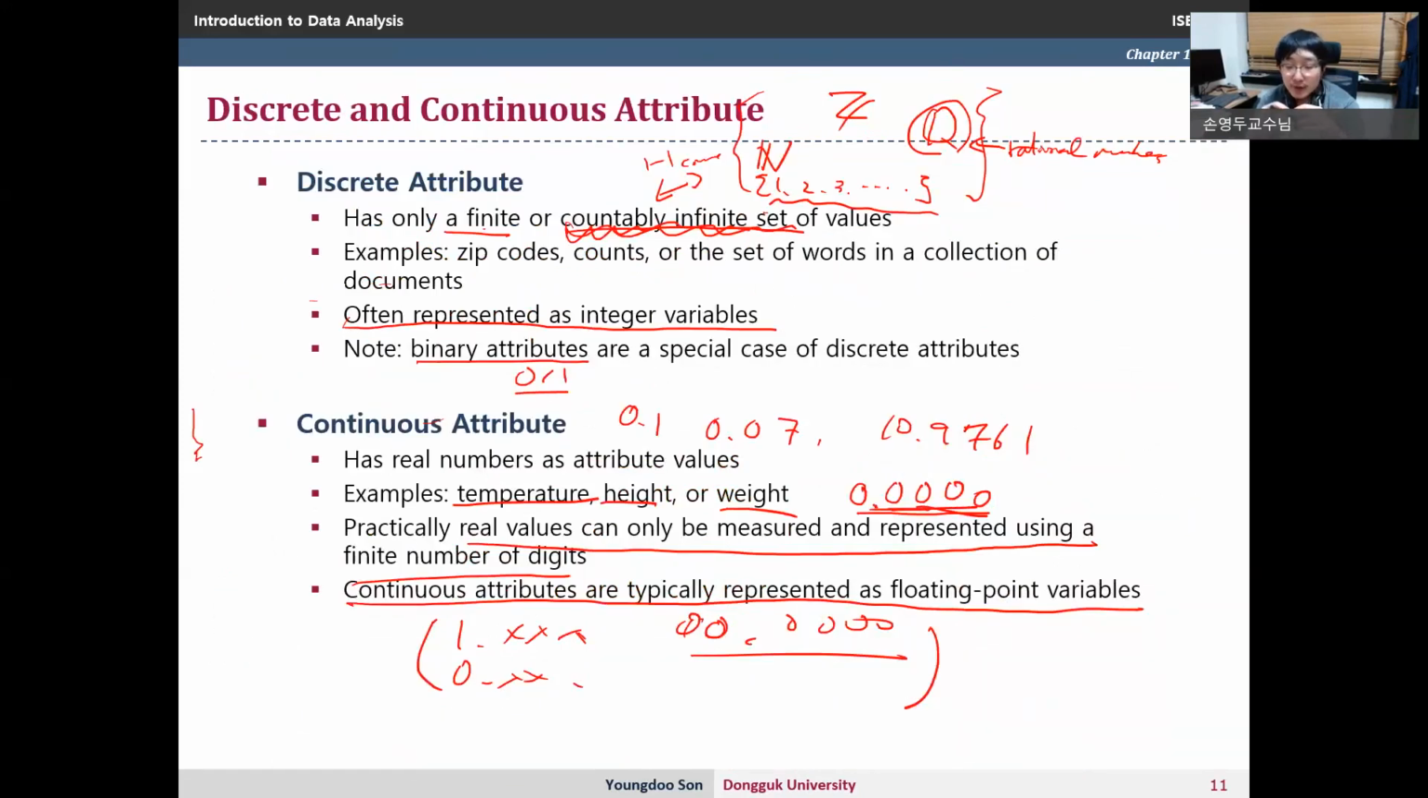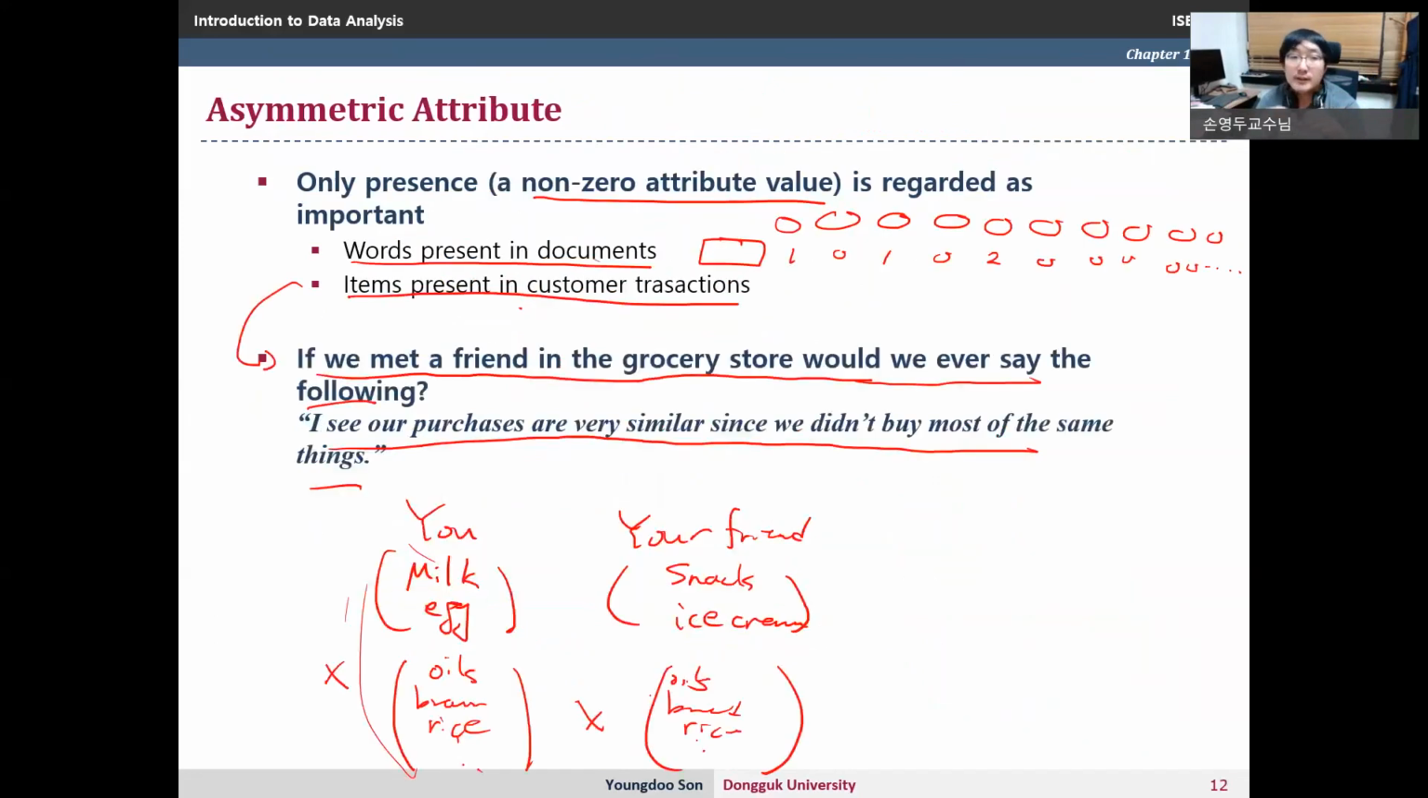And we saw several other classification methods for the attributes. For example, we can classify the attributes into discrete attributes and continuous attributes. And some attributes can be called asymmetric attributes because most of the attribute values are zeros and only a few non-zero attribute values are important, for example, words in documents or the items in customer transactions.